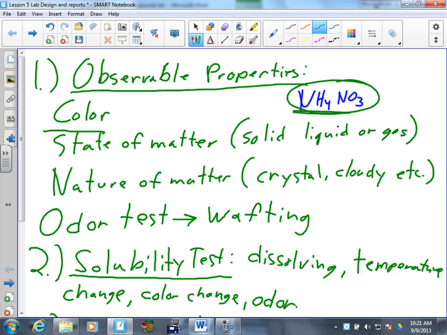Okay, you will also have 2 substances that will increase in temperature. Strong acids and strong bases usually do that. And you knew already ahead of time that you were going to have one strong acid and one strong base in your unknowns. All right, so for the solubility test, you record the dissolving.